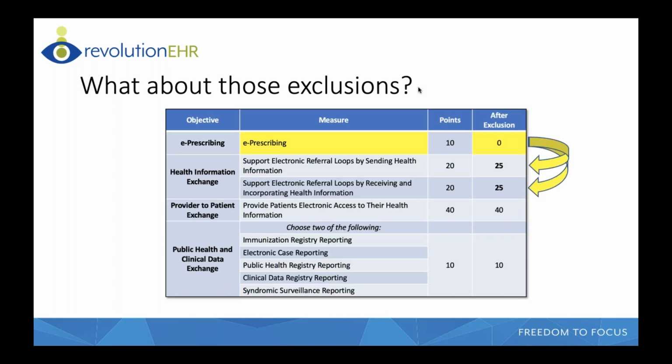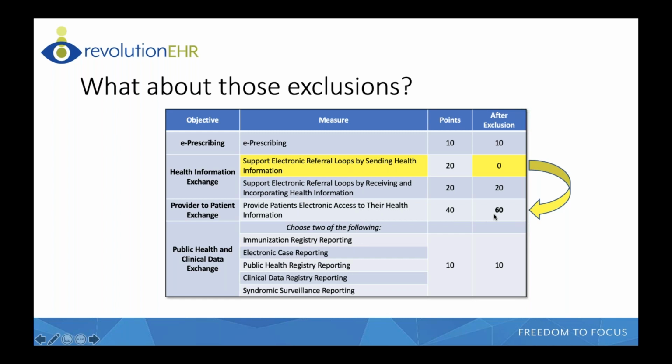So here's an example. Let's say e-prescribing, I qualified for an exclusion. And in this last column over here, you can see what happens when those points are shifted away. So instead of it being worth 10 points, it's worth 0. And the 10 points are split evenly between the two measures of health information exchange. Okay. Now, if I excluded from sending health information, those 20 points go down to the Revolution PHR measure. And what you'll notice about that right away is that even without the exclusion, it's worth 40% of your overall score in this category. With the exclusion, it's worth 60%.